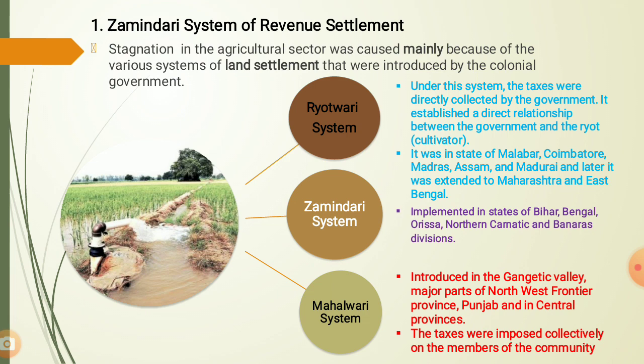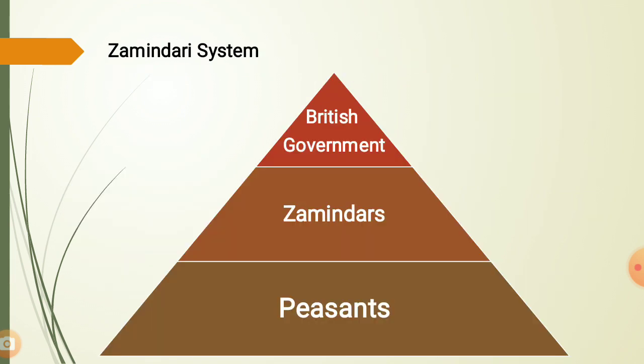Now let us understand why the zamindari system of land revenue settlement was the main cause of agricultural stagnation. If you look at this pyramid, at the top is the British government, and at the bottom are the peasants. The peasants were the cultivators of the land. Between the British government and the peasants were the zamindars. Zamindars were the middlemen.